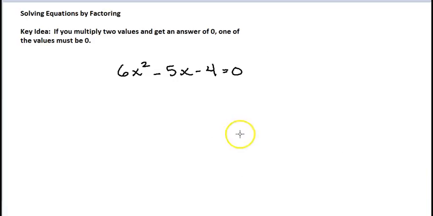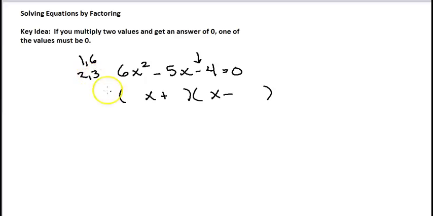So let's try one more. So in this one, I'm going to factor. I know I have to have an x and an x. This time I have a minus at the end. That tells me I'm going to have one of each sign. And the question is here, for this first position, is it a 1 and a 6, or is it a 2 and a 3? Because both of those multiply to get me 6. In the end here, the question is it 1 and 4, or is it 2 and 2? Because both of those multiply to get me 4.